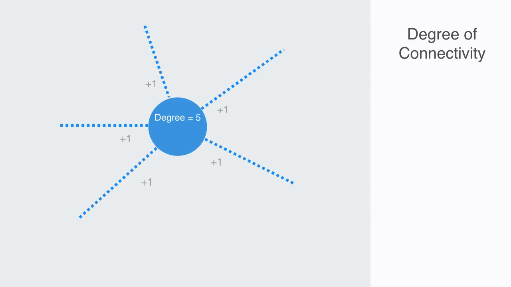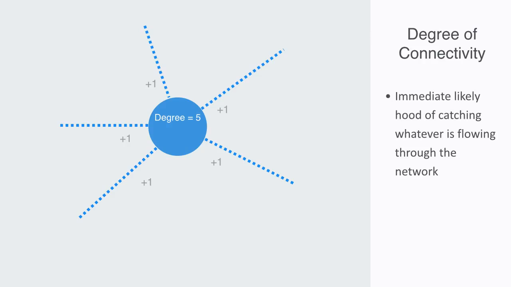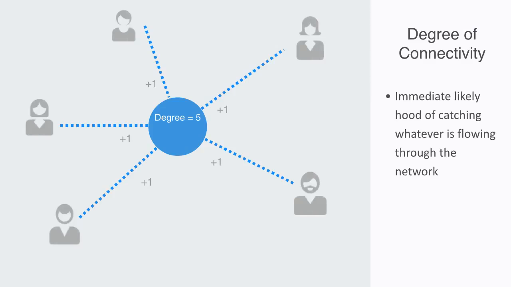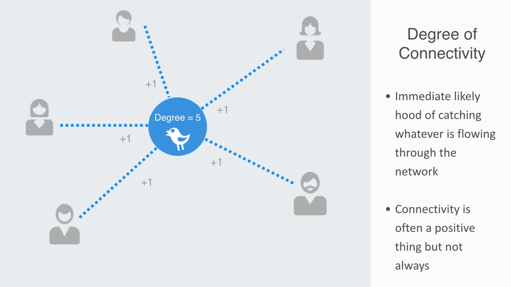nodes. This degree of connectivity can be interpreted in terms of the immediate likelihood of a node catching whatever is flowing through the network. So for example, the higher your degree within a given social network, the more likely you are to hear about some juicy piece of gossip that's spreading, because you have many more channels through which to intercept it. Of course, this works both ways, as it might not be juicy gossip that's spreading on the network, but instead a virus. Connectivity is often interpreted as a positive thing, but it might not always be so.